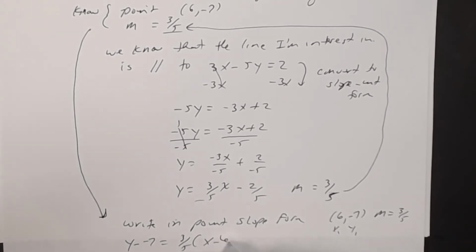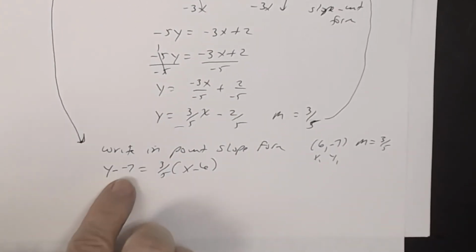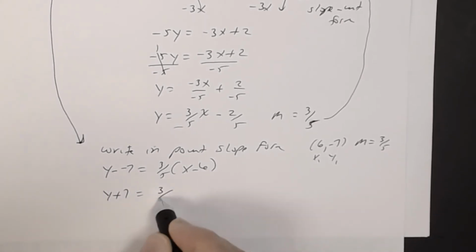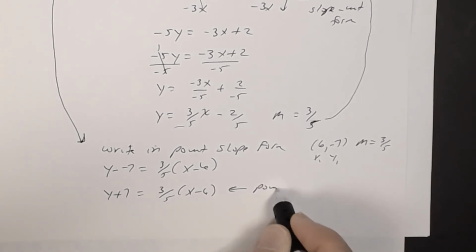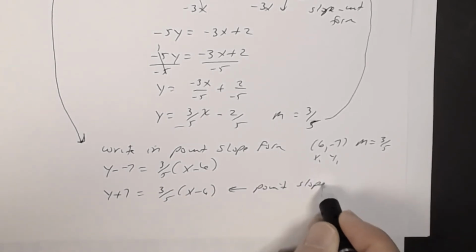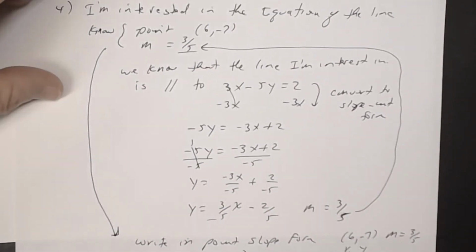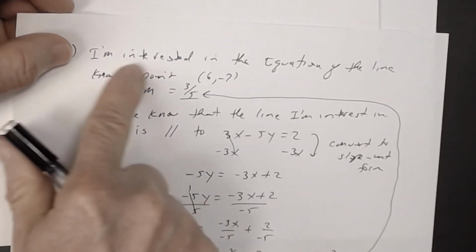But just like we talked about earlier, you need to rewrite this. Don't leave it like this. You want to make sure you know that y subtracted -7 means y plus 7. So y plus 7 equals 3/5 times x minus 6. So that is point-slope form of the equation I'm interested in. This right here is point-slope form, the equation of this line.